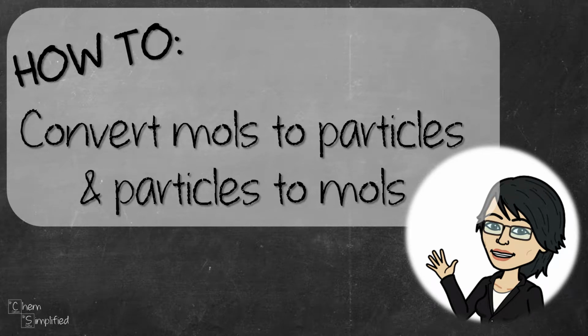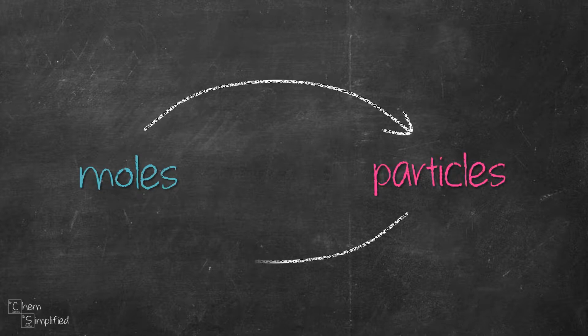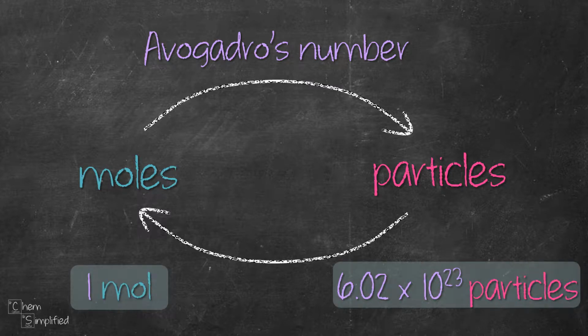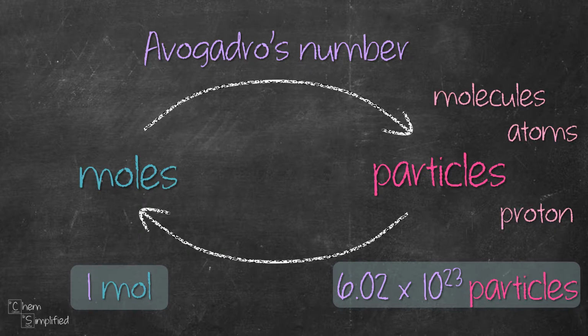In this video, we're going to convert moles to number of particles and vice versa using two examples. We can interconvert from moles to particles and particles to moles using something called Avogadro's number. Basically, for 1 mole of anything, there's 6.02 times 10 to the power of 23 of it. In this case, there are 6.02 times 10 to the power of 23 particles in 1 mole. Particles refer to things like atoms, molecules, protons, and so on.